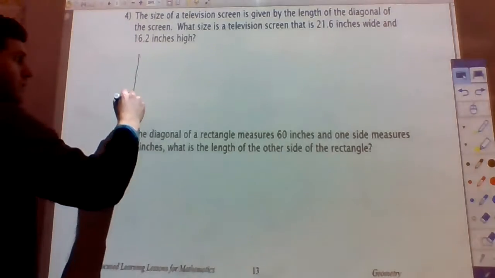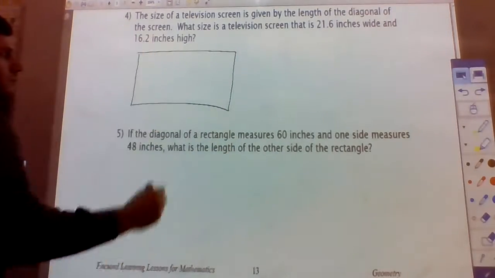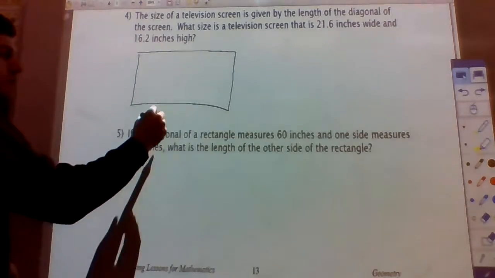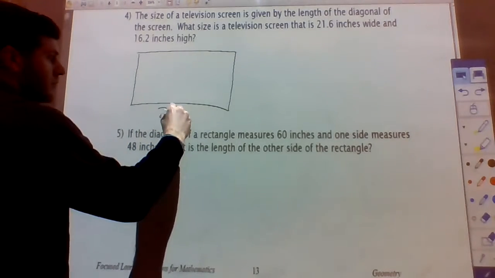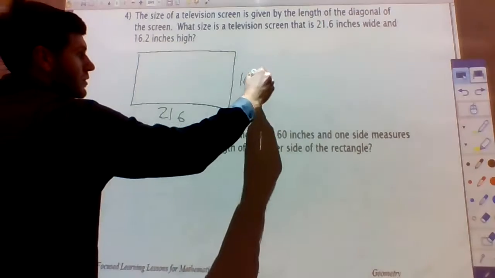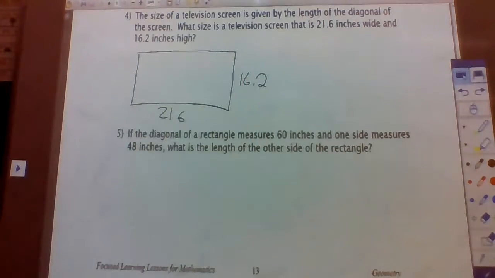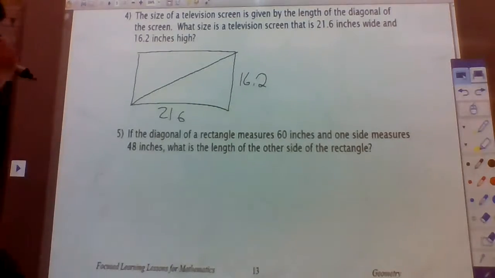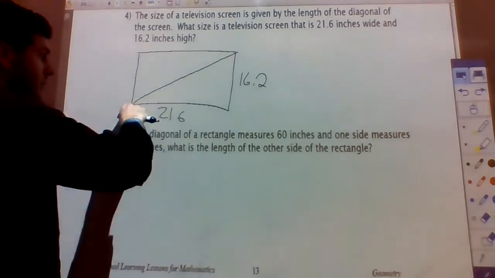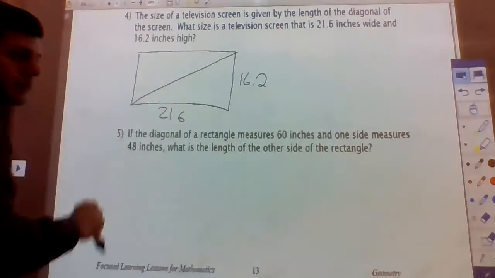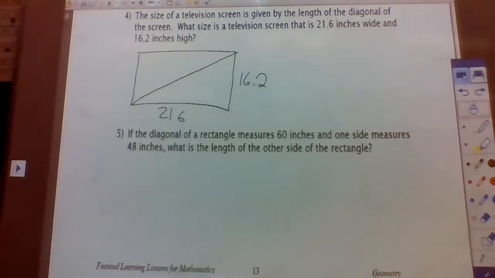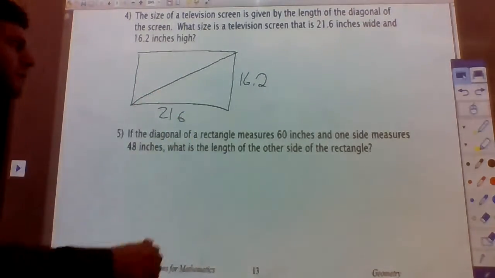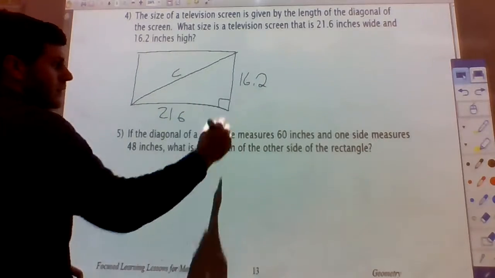So we have a television, which is a rectangle. It is 21.6 inches wide and 16.2 inches high. So the size of a television is measured by its diagonal. So here's a diagonal. Right, so if you have a 50-inch TV, the 50 inches is diagonal. It's measured diagonally. So they're asking what size TV is this. So that means we have to find the length of the diagonal.